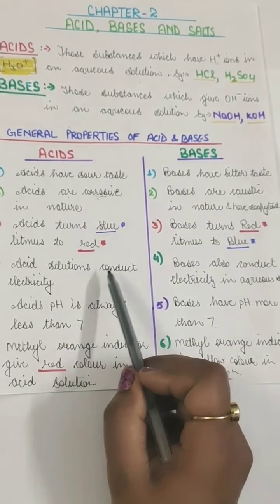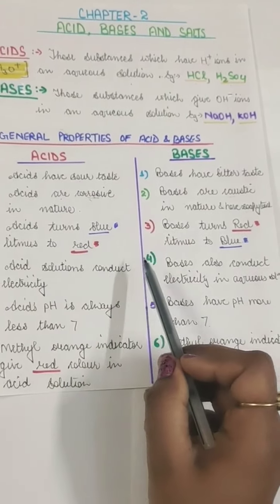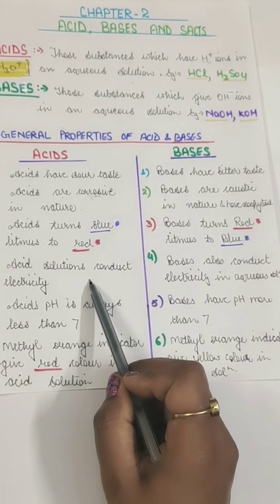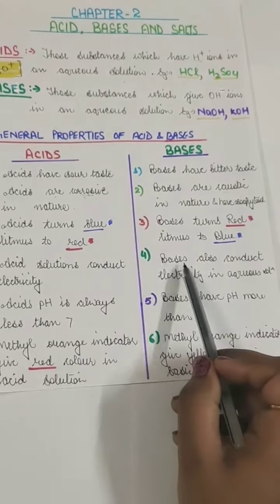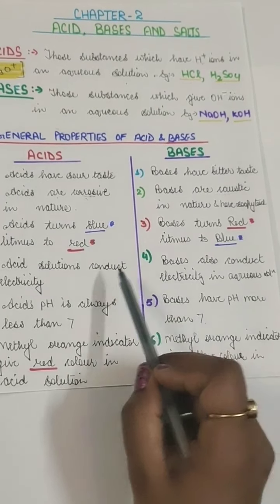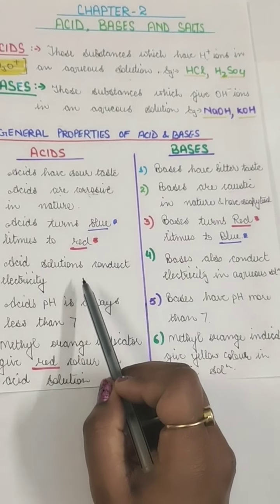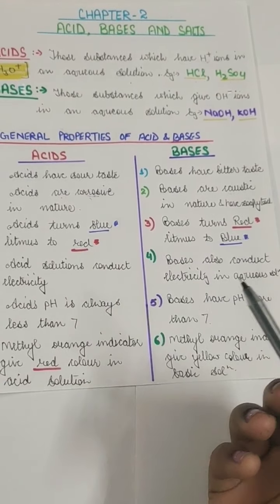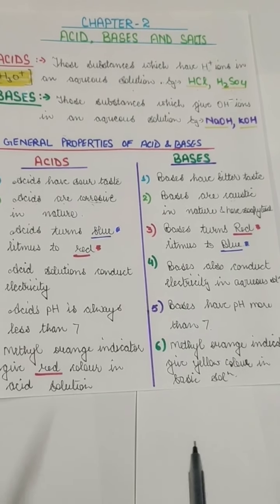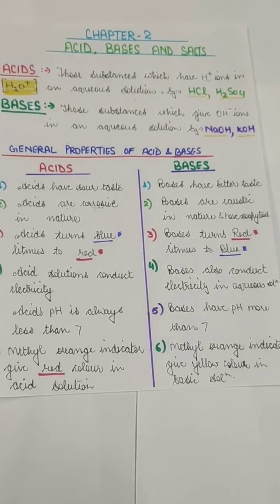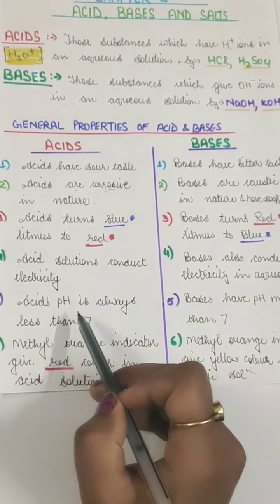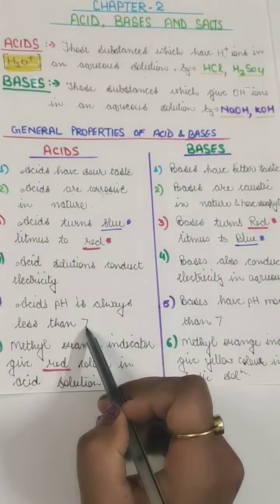Acid solutions conduct electricity. Here both the bases and acids show a similar property. That means both of them will conduct electricity because both of them have some ions in them. Because they have ions in them, they will form water as an electrolyte and then they will conduct the electric current. Acids always have pH lesser than 7.